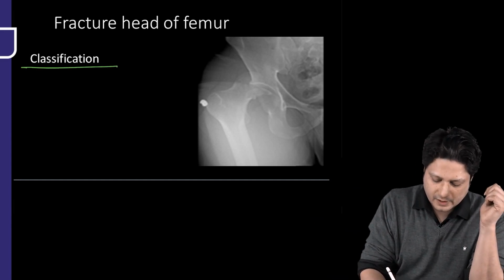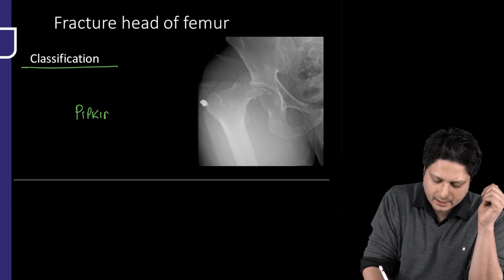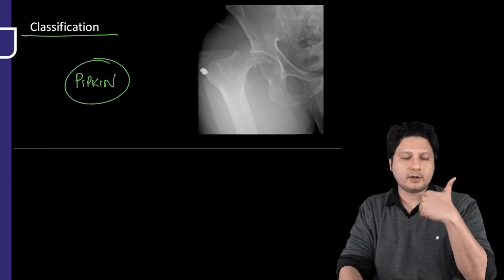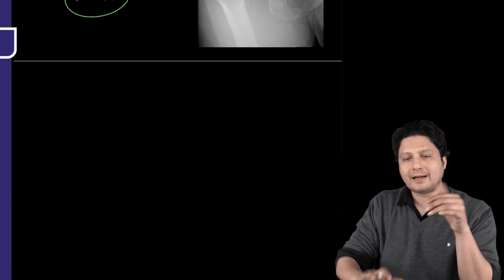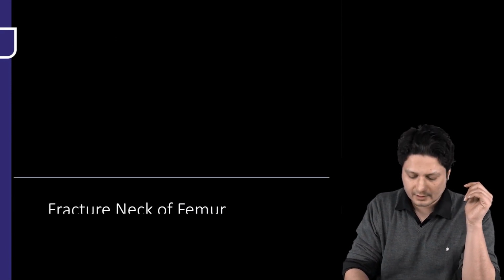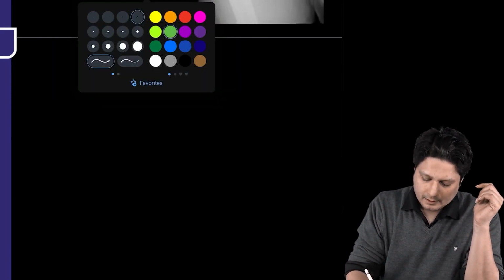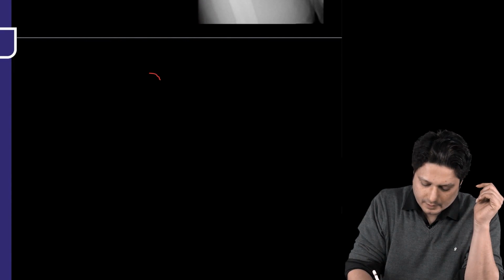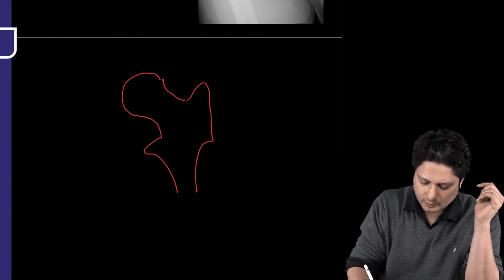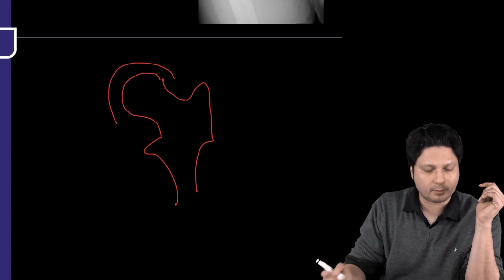The name of the classification is Pipkin, P-I-P-K-I-N, Pipkin classification. And Pipkin has classified the fracture head of the femur into 4 different types. So with the diagrammatic representation, we are going to talk about what the Pipkin classification is. All right. Now, this is, for example, the head of the femur. This is the neck of femur. This is the greater trochanter, lesser trochanter, and this is the acetabulum. All right.